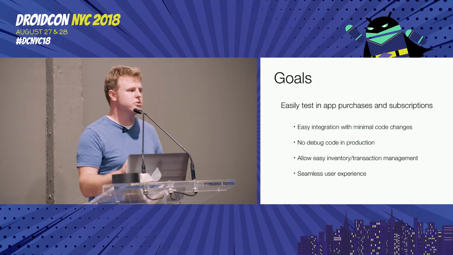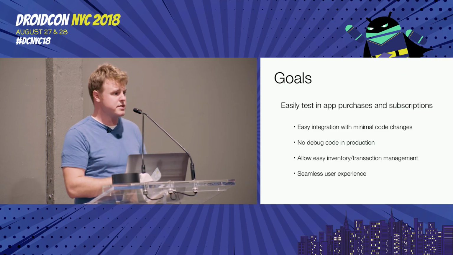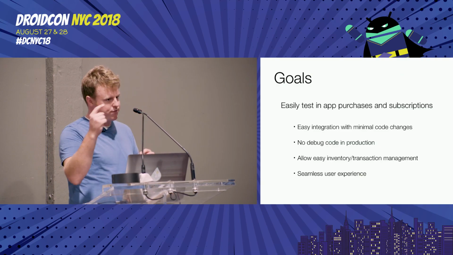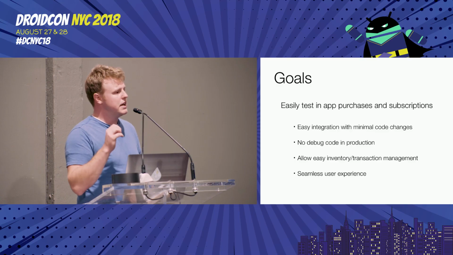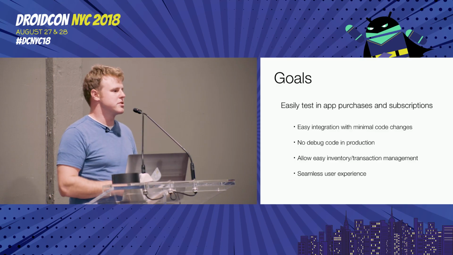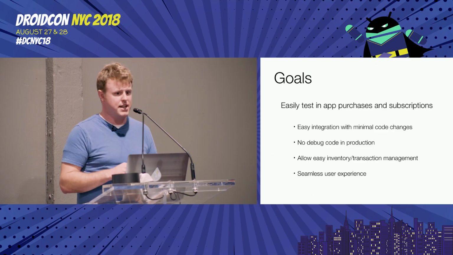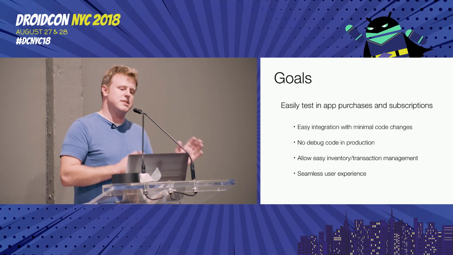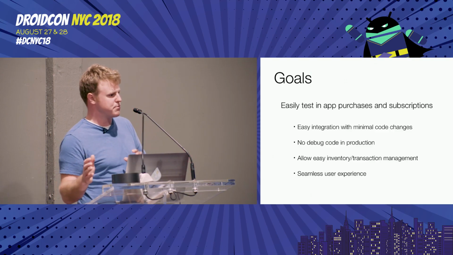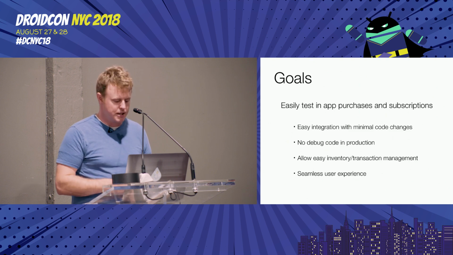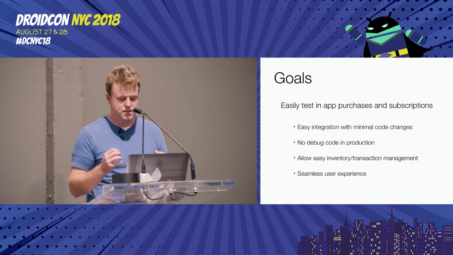Lastly, I want a seamless user experience. These debug purchases, the flow for this should look and work as close as possible to the production app. I don't want my designer to have to say, well, this doesn't quite look right, and then I explain, well, that's because it's a debug build, it's going to look different in production, just trust me. This should really be seamless and look similar.